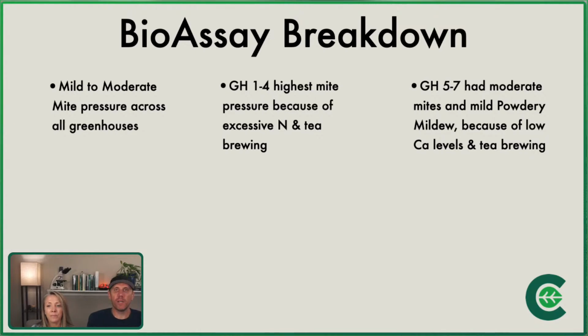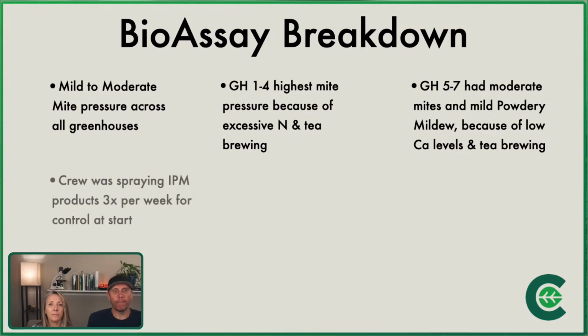In this case, greenhouses 5 through 7 had very low calcium levels, and the liquid fertilizer strategies that they were taking were maybe 2 to 3 times high in nitrogen as well. So when you have a deficit in calcium and an excess of nitrogen, that is almost 100% the formula for powdery mildew from a chemistry standpoint. Yeah, and then you add on to that the soil food web component as well. So they were getting powdery mildew factors driven from soil chemistry, fertilizer strategies, and the tea brewing practices.